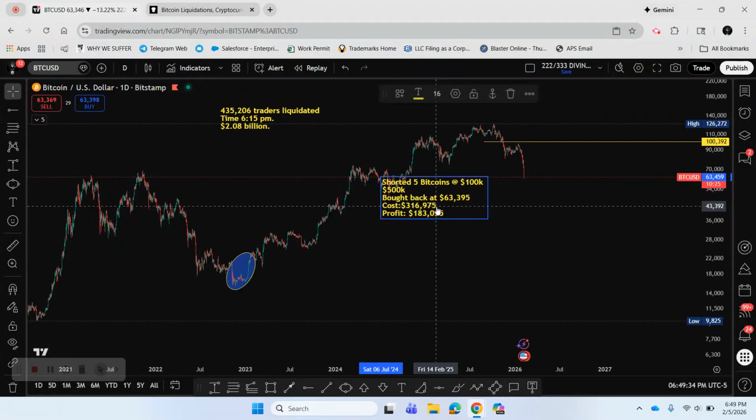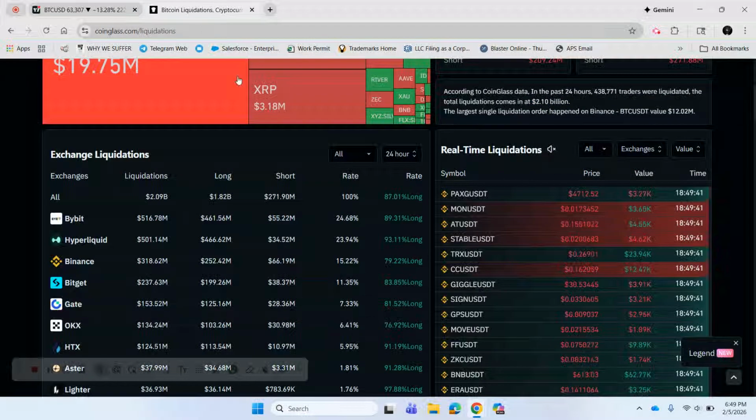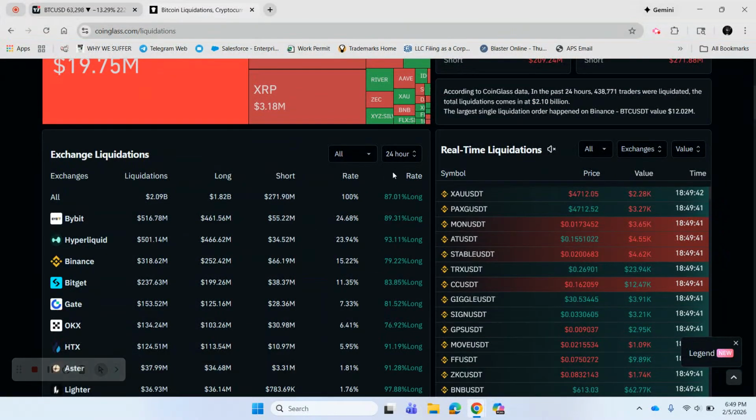Well, yeah, so that's that, guys. I believe that we still have a little bit more downside pressure. The derivative market is very locked in on this.